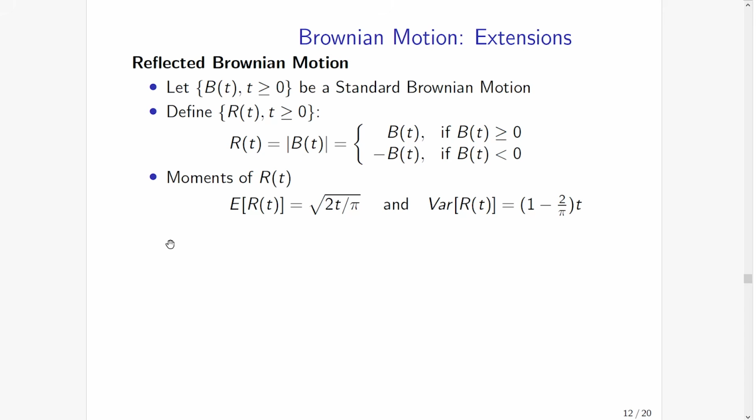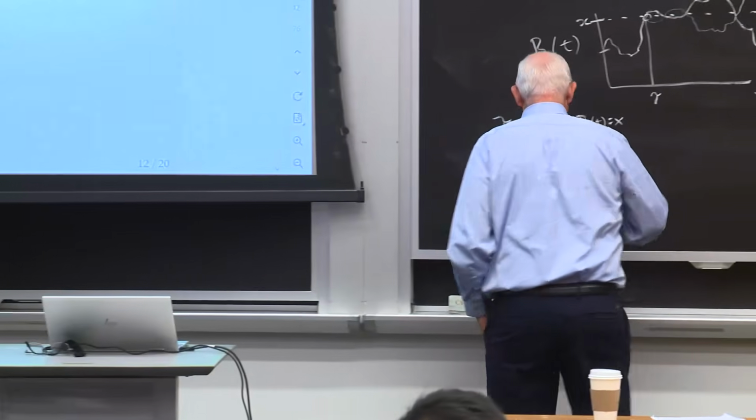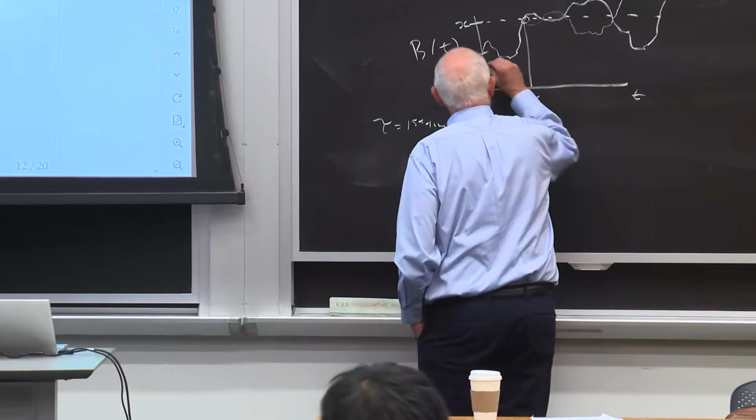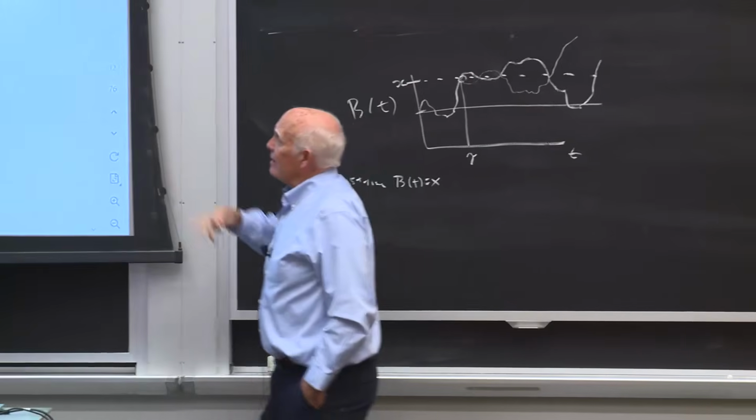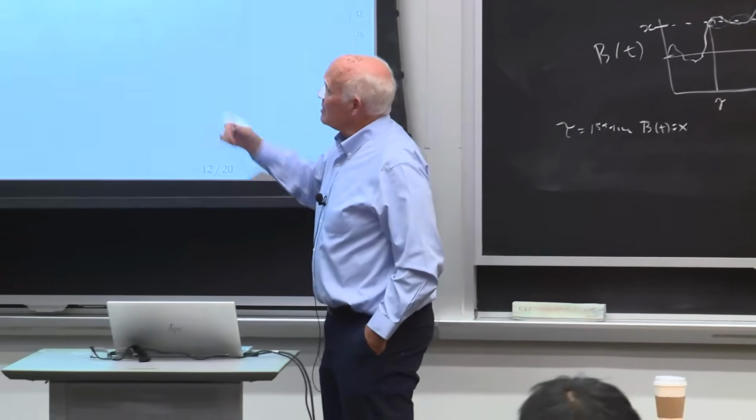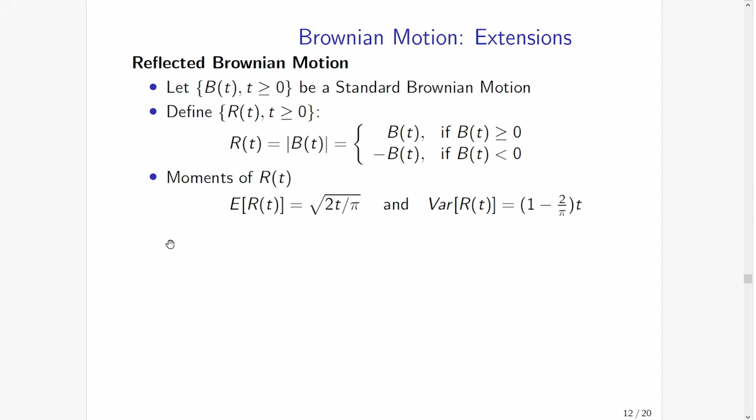One is just reflected Brownian motion around 0. So if we have the process bouncing off the 0 level, we can think of that process as a positive stochastic process. And it's fairly easy to show that the expected value of this reflected Brownian motion is a multiple of root t, square root of 2 over pi, and the variance is 1 minus 2 over pi times t.